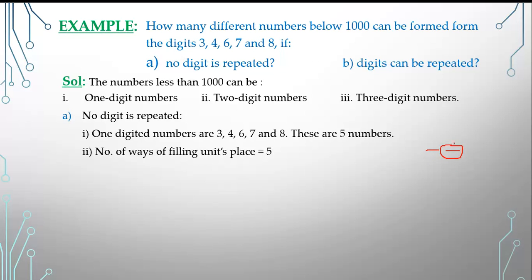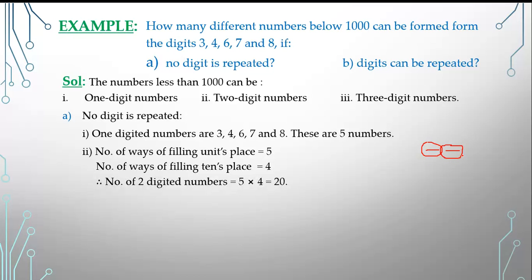From 5 digits, we have to make these 2 digit numbers. So for the unit place, we have 5 options, because here digits are not repeated. For the second one, how many options do we have to fill the 10th place? That is 4 options. So the total number of ways to fill these 2 digits to make the 2 digit number is 5 multiply 4, 20 ways, right? Now come to the 3 digit number.